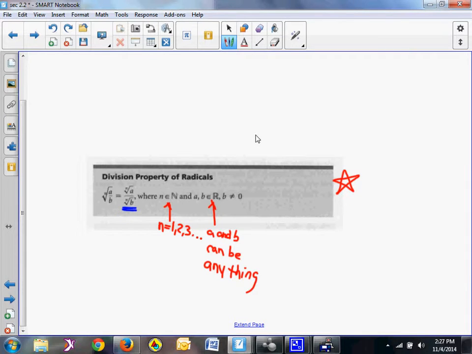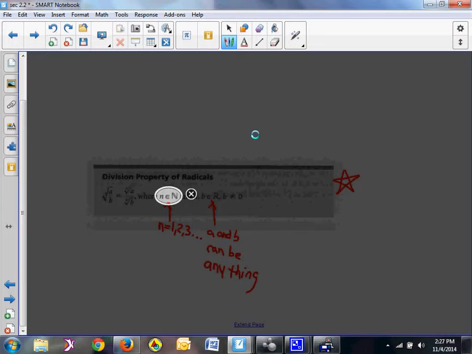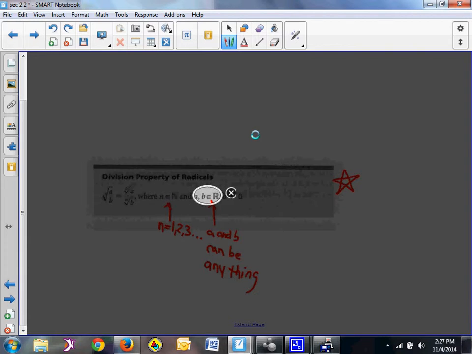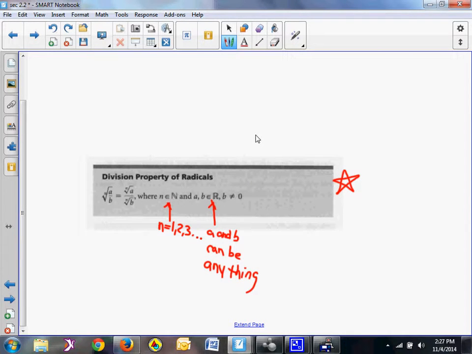And then what this is saying is n, which is the index, belongs to the natural numbers. And again, natural numbers are numbers you can count out in nature. So they start at 1, 2, 3, etc. No decimals, no fractions, can't be 0. And then we say a and b. These are represented either as variables themselves, or they can be any number we want, because it says a and b belong to the real numbers. That basically means a and b can be anything as long as b is not 0, because then we're dividing by 0, and you just can't do that. It's not allowed.